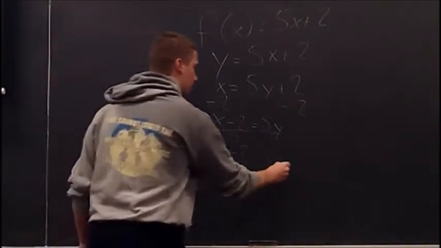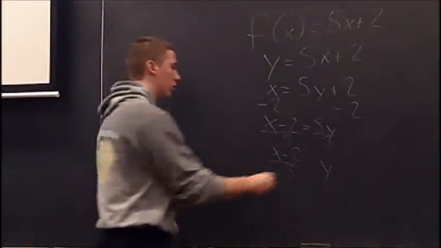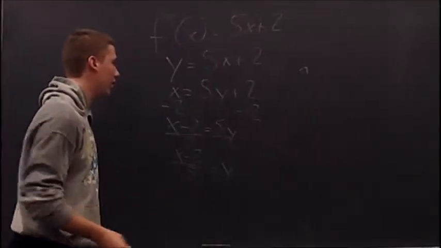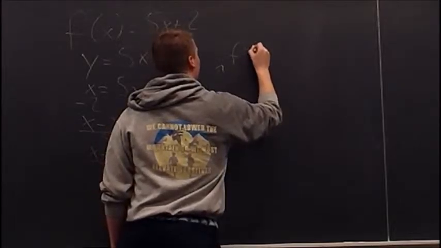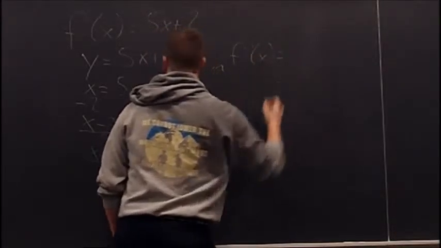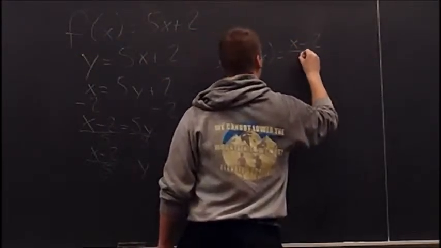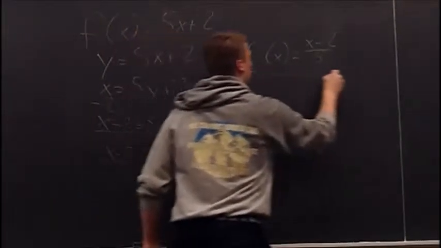And then what we do, since it's not technically equal to y, it's actually our inverse, we just replace y with f inverse of x. So this becomes f inverse of x equals, what do we have right here? x minus 2 over 5. And that would be our solution.